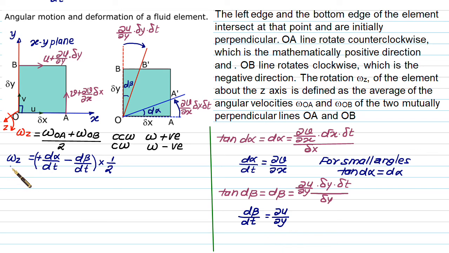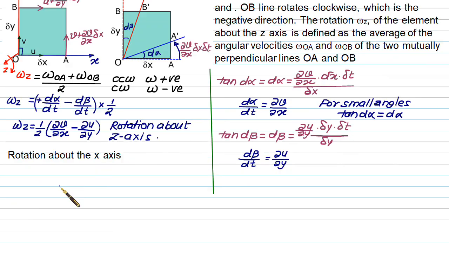So we'll put this value back here in equation 1. We'll get omega z equal to 1 by 2 into d alpha by dt, which is del v by del x, and d beta by dt, which is del u by del y. So we have negative del u by del y. So this one is the expression for angular velocity about the z axis. So we'll just copy down this equation.